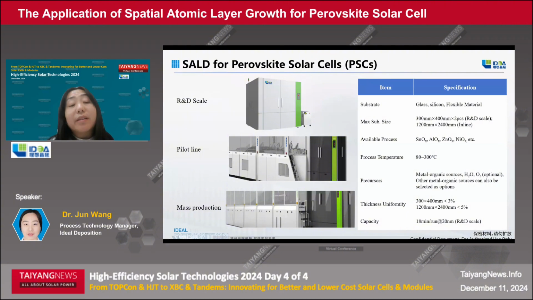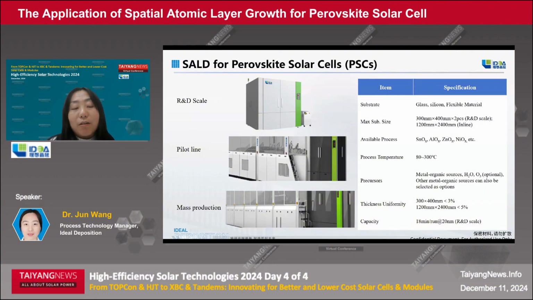Ideal has independently developed three types of equipment for PSCs, as we can see here: the research and development line, the pilot line, and the mass production line. The substrate can be glass, silicon wafer, flexible substrate, and so on. Films such as tin oxide, aluminum oxide, zinc oxide, and nickel oxide can be grown at a temperature from 80 to 300 degrees C.